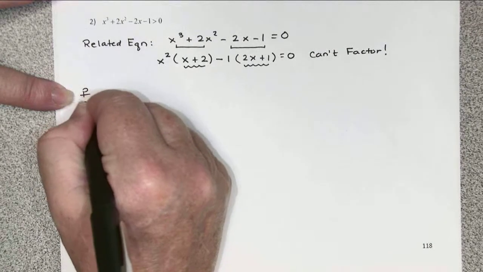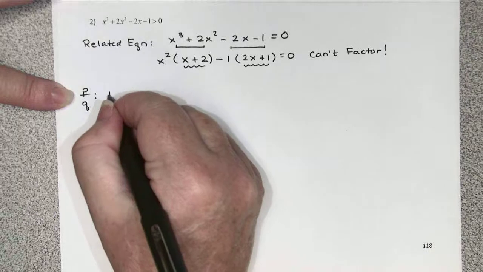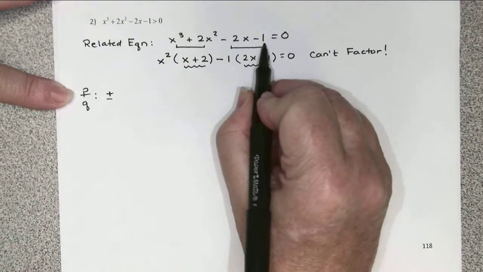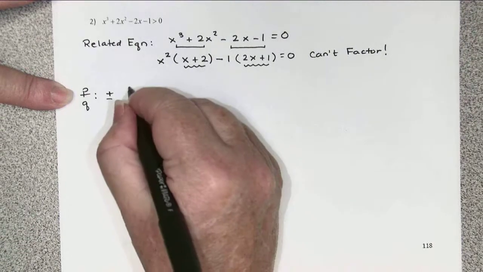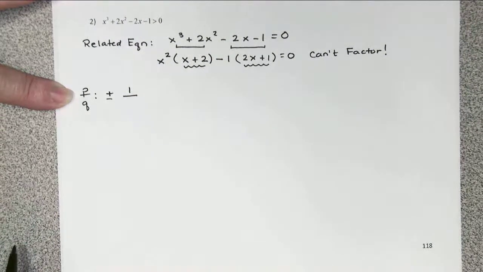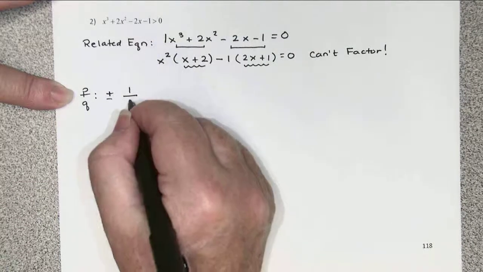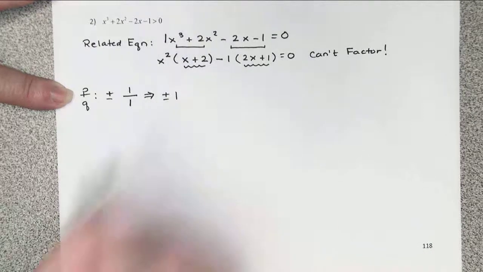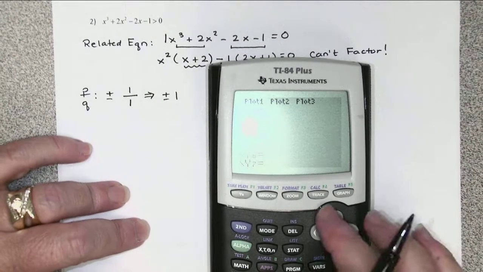So if I think about P over Q, the possible rational zeros, I know I have to consider both the positive and the negative for all of them. P is going to be a factor of 1, but that's just 1. And Q is also going to be a factor of 1. That's just 1 as well. So my only possible rational zeros are plus and minus 1. Let's check those out and see if one of them works.